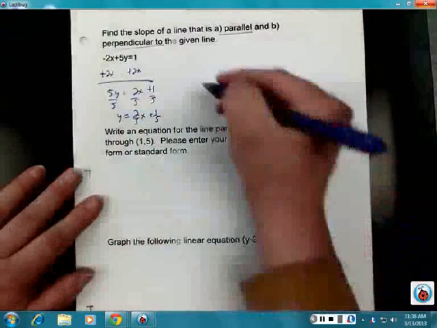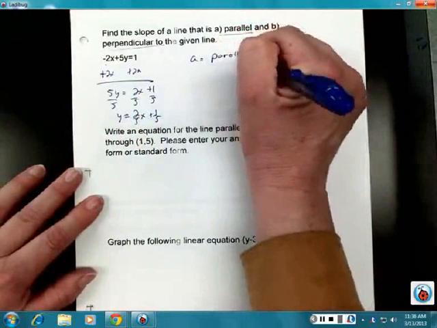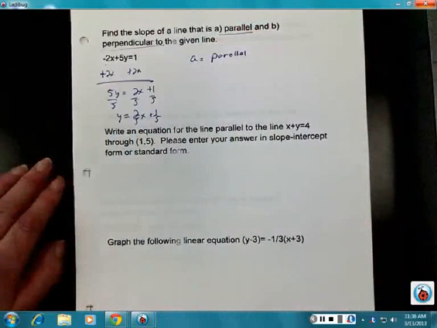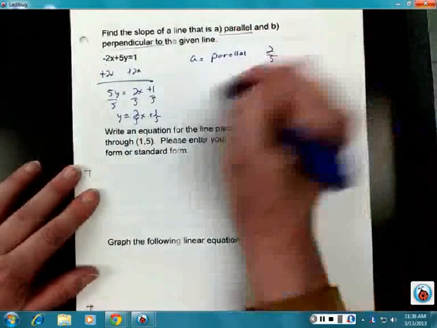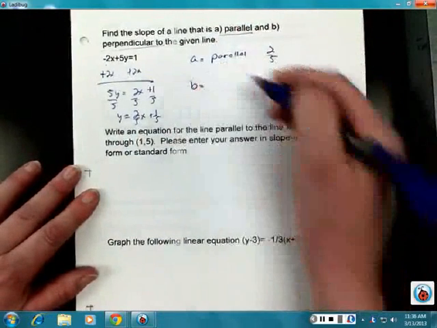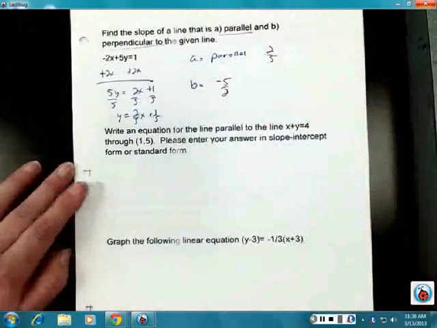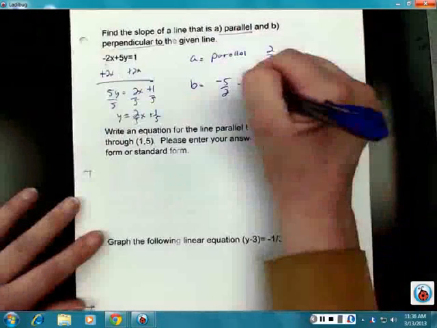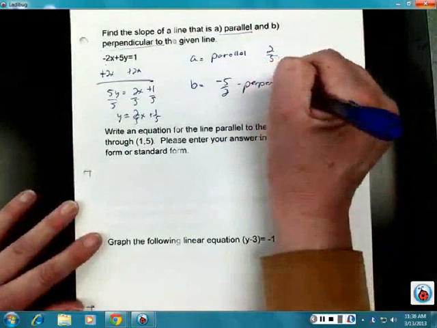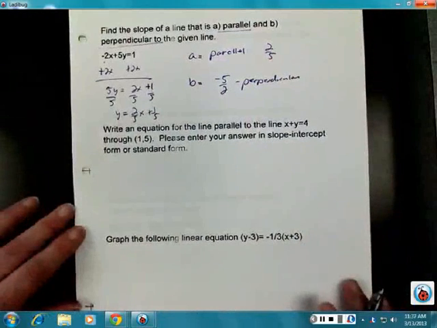So what's my slope? If I want a parallel line to this one, what would my slope be? It would be 2/5. Perfect. What would it be for perpendicular? Negative 5 halves, because you invert it. And this was the perpendicular. Remember to add the negative. So some of them are kind of short, and some of them aren't quite so short.